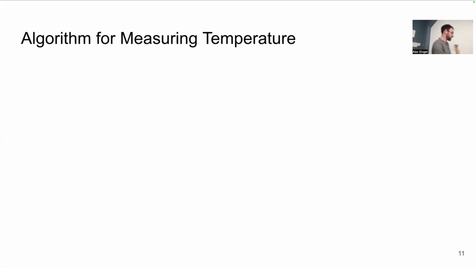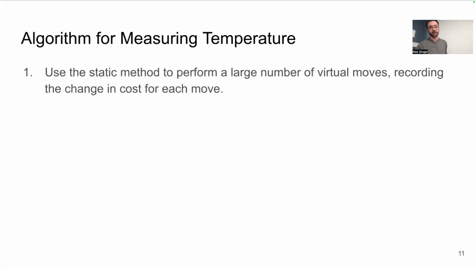So, what is our algorithm for measuring temperature? I've just told you that the static method's a really good idea, and I've told you all these transition probabilities. How do I figure this out? Well, the first step is use the static method to perform a large number of virtual moves, recording the change in cost for each move. Note that the more virtual moves you do, the better the estimation.